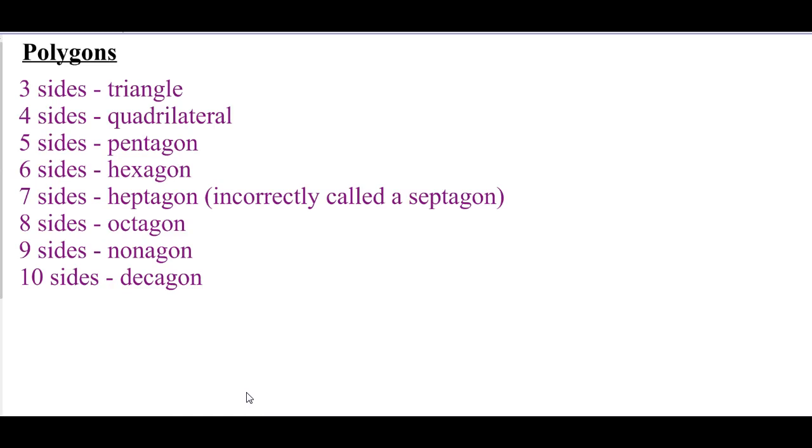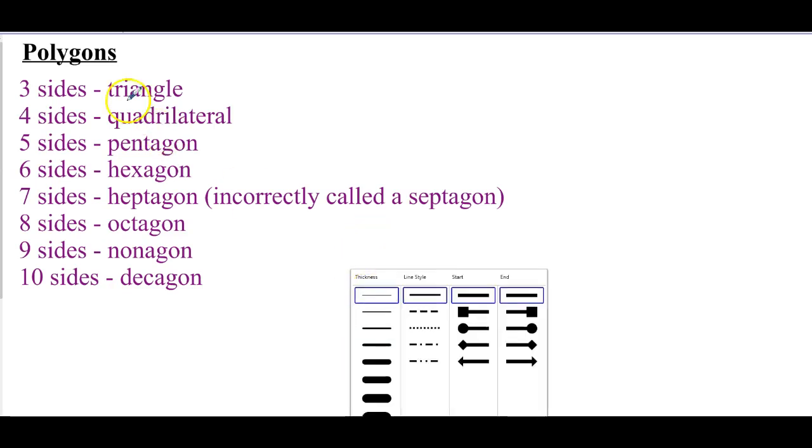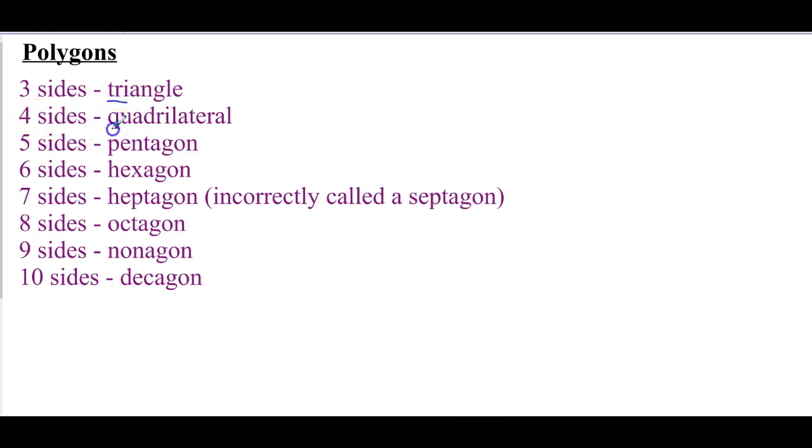Okay, so classifying polygons by name. When we have three sides of a polygon, that's called a triangle. So three kind of gives it away for three. Four sides is a quadrilateral, quad for four. Five sides is a pentagon, so penta is a classic abbreviation for five. Hex for six, hept, or sometimes sept, is seven, oct is eight, non is nine, and deca is 10. So those are the names I expect kids to know.